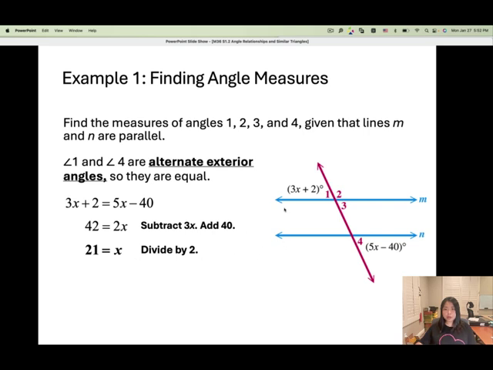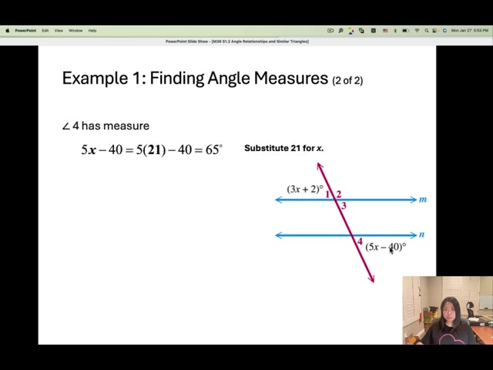Okay, now we plug x equals 21 back in to find angle 1 and angle 4. So we find angle 1 will be equal to 65 degrees. After we find angle 1 is equal to 65 degrees, we could double check. We substitute 21 into the other expression to see if we get the same angle measure as angle 1. Plug in x equals 21 here, and we find angle 4 is also equal to 65 degrees. So this is good.